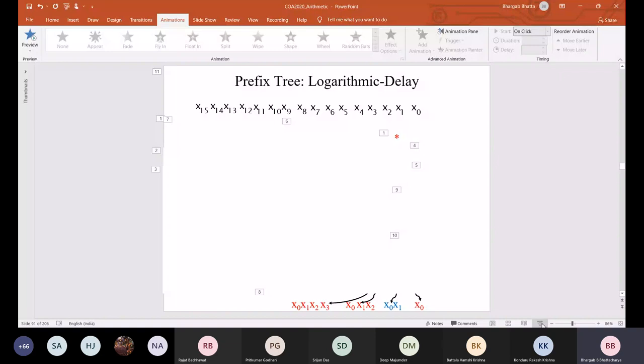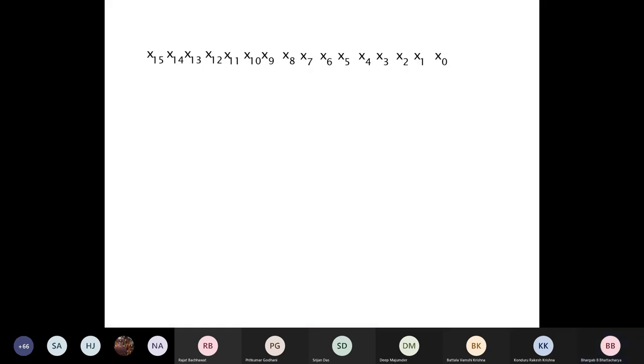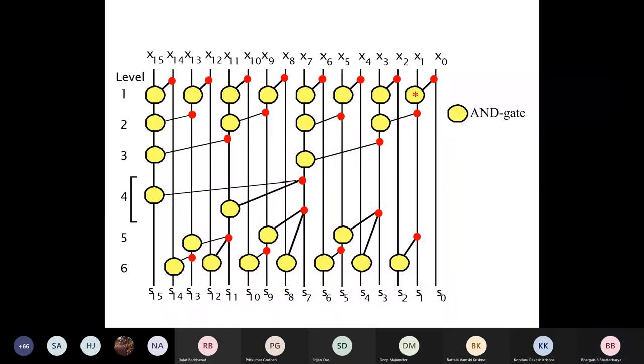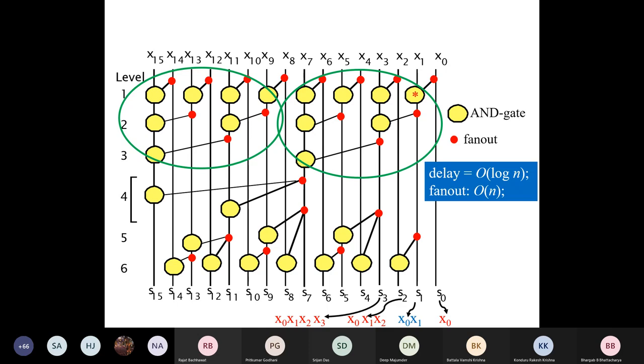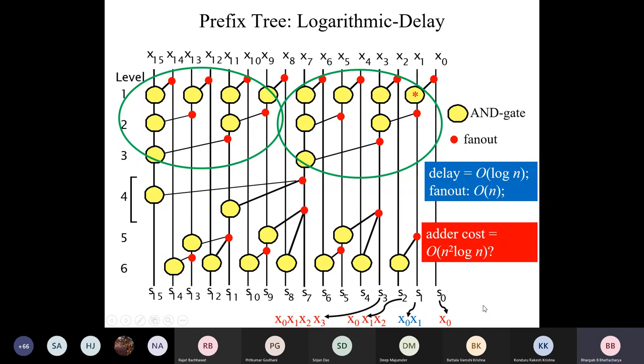Let us expand this. Okay, so we observed previously that the cost is n log n for the prefix sum or prefix product problem, right? But we have n diagonals, so then the total adder cost again becomes n square log n, isn't it so? Because we have to repeat this kind of prefix tree for n diagonals. Initially, it looks like that.